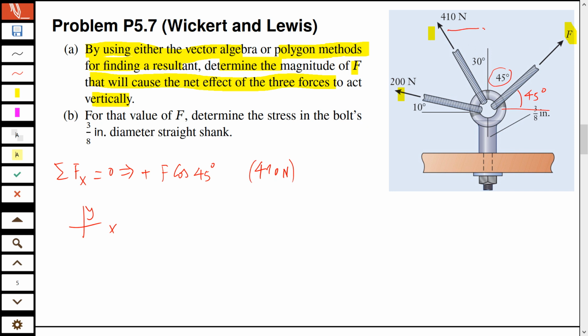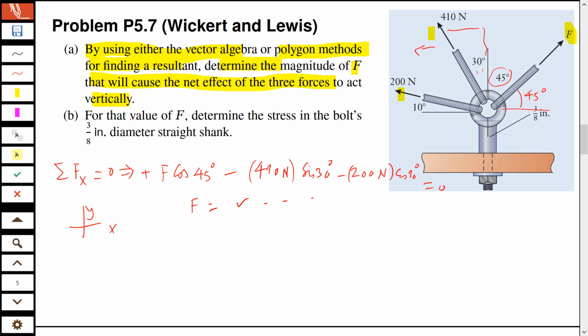Remember, 30. If you make this triangle, that is opposite 30 degrees, that will be sine 30, yeah? And that will be minus because it's towards the left, yeah? Yes, sir. And then minus 200 newtons. And the adjacent is cosine of 10, and this will be minus, and you just set this to 0, so you will calculate your F here.